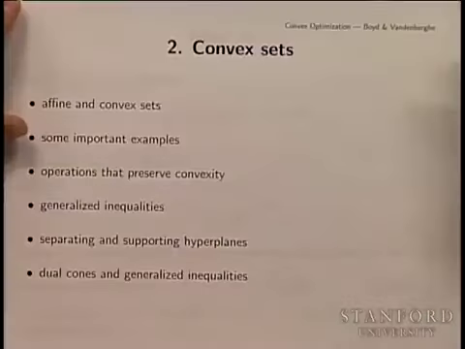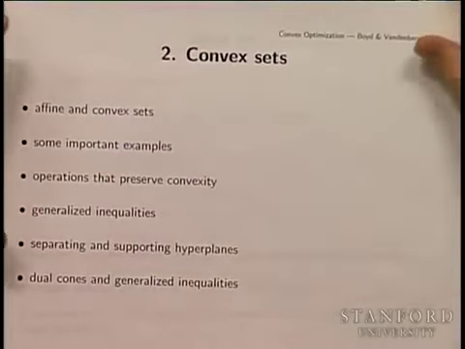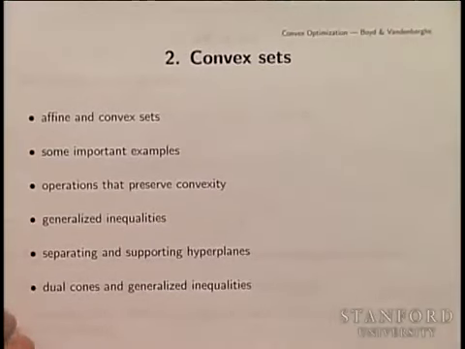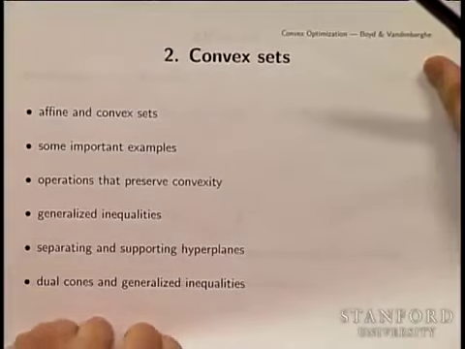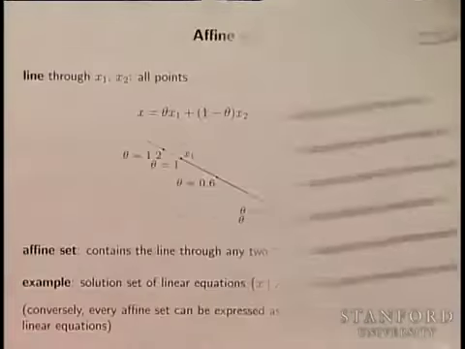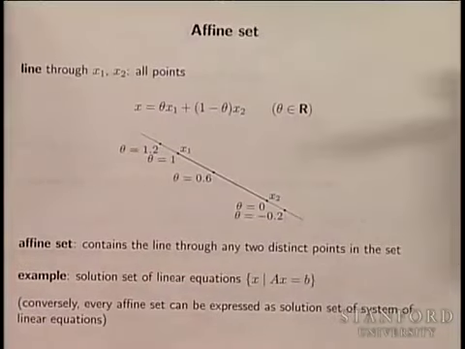So today we're going to be talking about convex sets. I'll start off by describing what an affine set is, and then a convex set. We'll go through some examples. Then we'll talk about how you make more complicated convex sets from simpler ones, and talk about a few other topics towards the end. So this should hopefully be review to start off with.